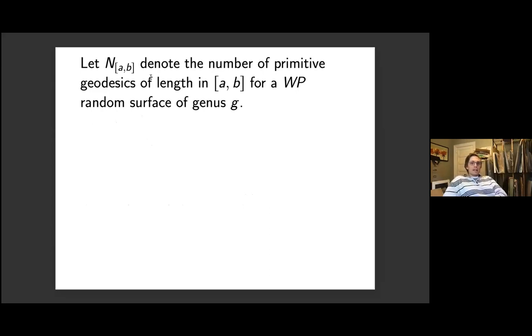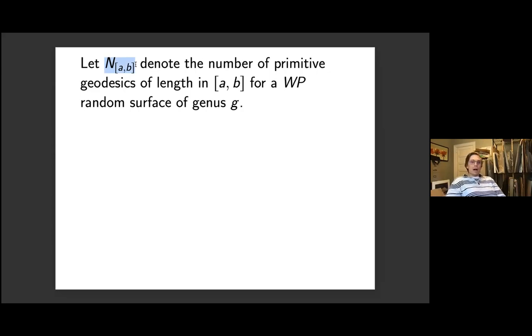So we define N_AB to denote the number of geodesics of length in this interval AB for a Weil-Petersson random surface of genus G. You could start off by thinking of N_AB as a function from M_G to the non-negative real numbers. But then by picking the point of M_G in a Weil-Petersson random way, you can think of this as a random variable. So for each G, you get a random variable valued in the non-negative integers, and this random variable counts geodesics of length in the interval AB.